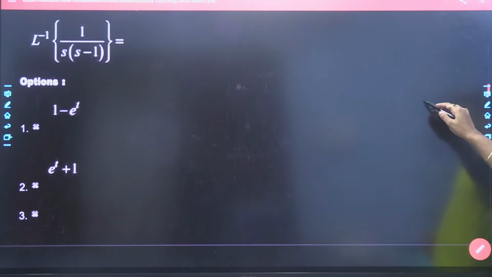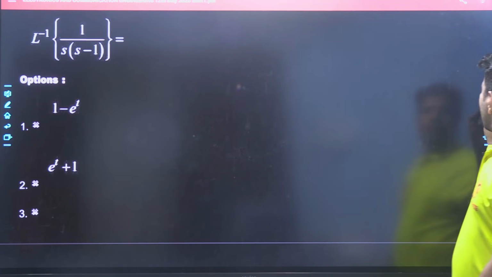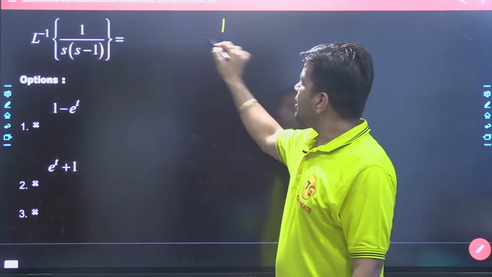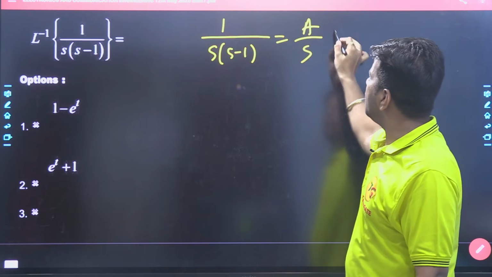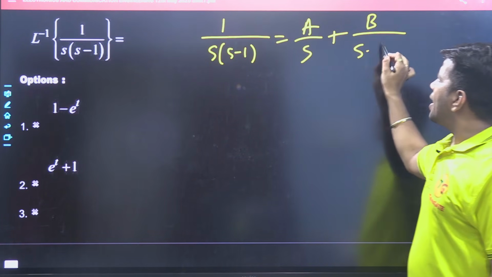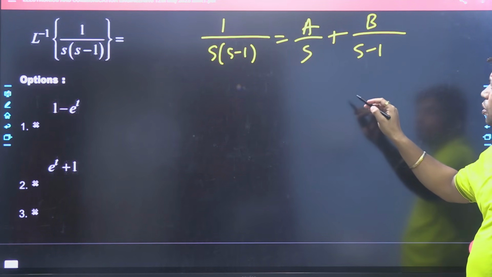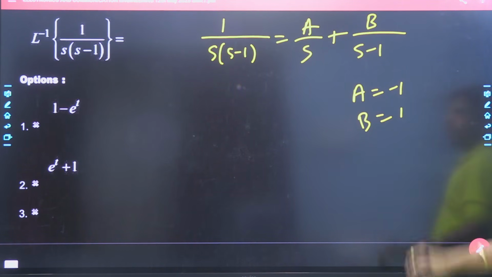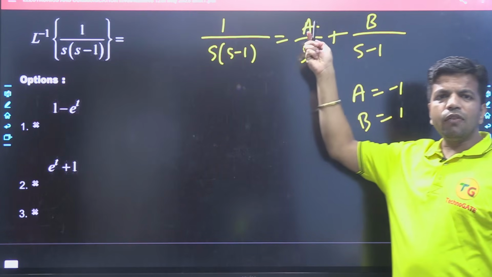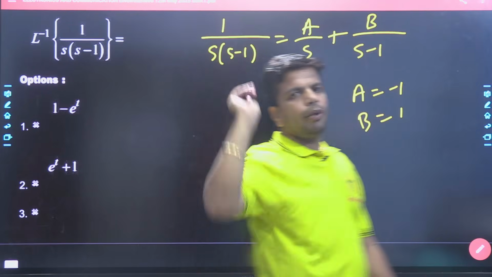Question number 42. Now we need to take the Laplace inverse of 1 upon s into s minus 1. First, let's simplify that. Can I say that it is a by s plus b by s minus 1? On solving this, we need to find the values of a and b. Can we say that the value of a is minus 1 and the value of b is 1? If we put a equals minus 1 and b equals 1 and evaluate this, you get that particular answer.